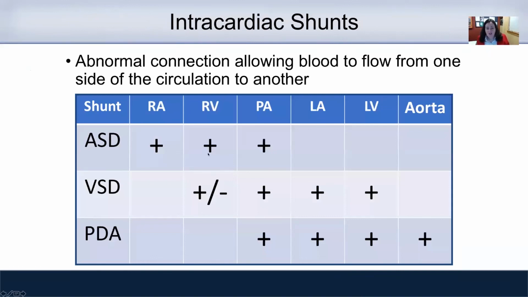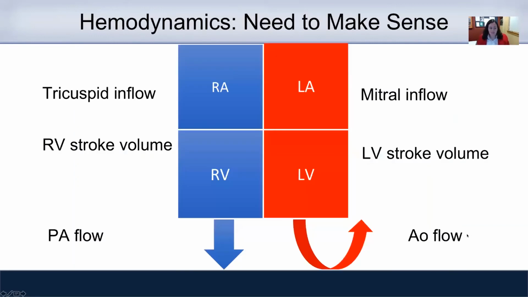When you think about these shunts, it's important to recognize that an atrial septal defect, being above the tricuspid valve, usually loads the right heart, whereas the ventricular septal defect, or a patent ductus, being below a tricuspid valve, is more often going to load the left heart structures.